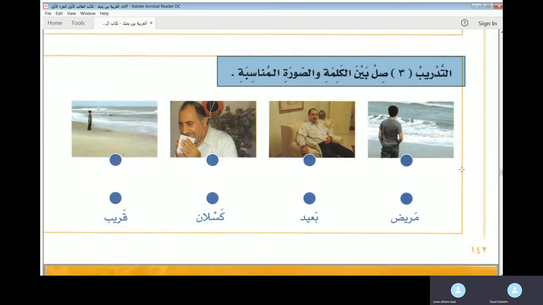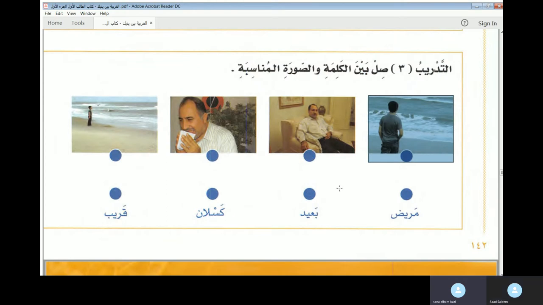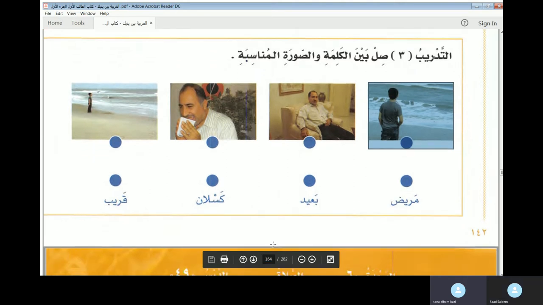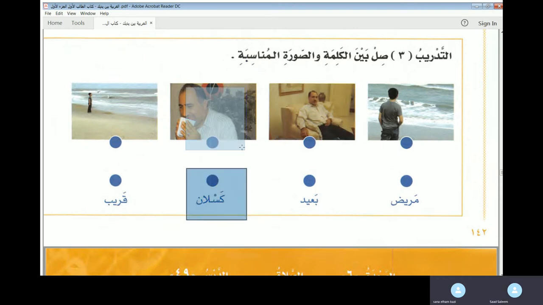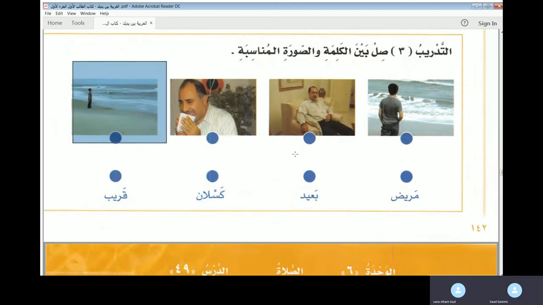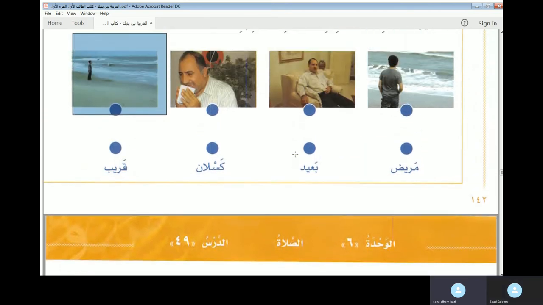Connect between the words and the appropriate pictures. The first person is near. The last person is baid. First is Kareem, second one is Kaslan, third one is Mareez, fourth one is Baid. What does Kaslan mean? Kaslan means lazy. He's just sitting there, lazy. Oh, okay.